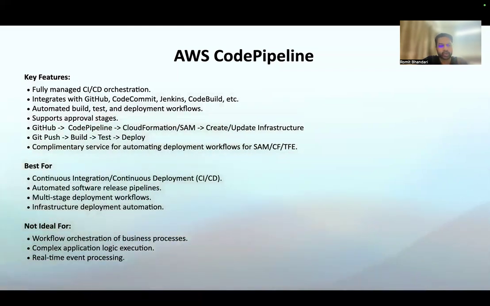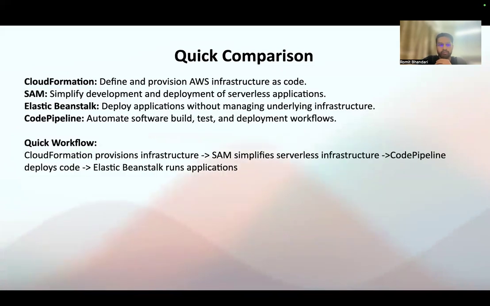It is best for continuous CI/CD, automated software release pipelines, multi-stage deployment workflows. Okay, infrastructure deployment automation. Okay, it is not ideal for workflow orchestration of business processes. So it's not a workflow orchestration service. It's a deployment orchestration service, you can say. Complex application logic execution, obviously not. It is obviously not used for that. Real-time event processing and all obviously doesn't go with AWS CodePipeline.